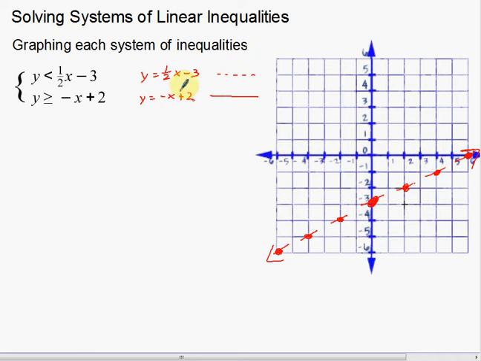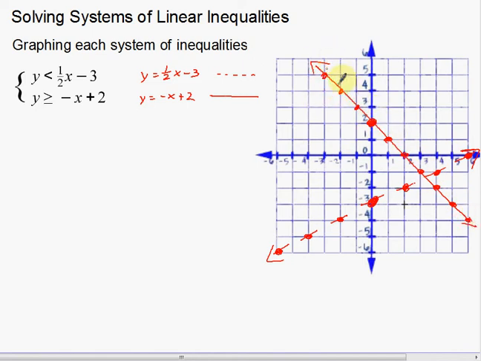All right, next one, y-intercept of 2, and a slope of negative 1, so down 1, over 1, down 1, over 1. I put lots of points on here so we can see where our shaded regions are going to be. Okay, and here's my solid line for this one.